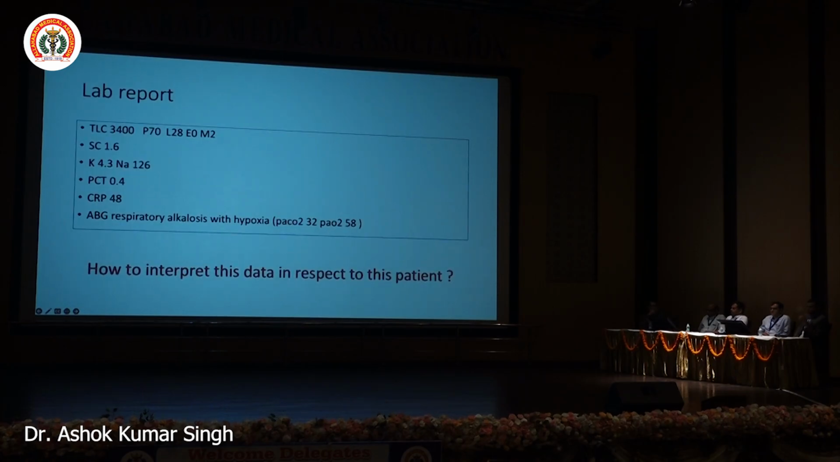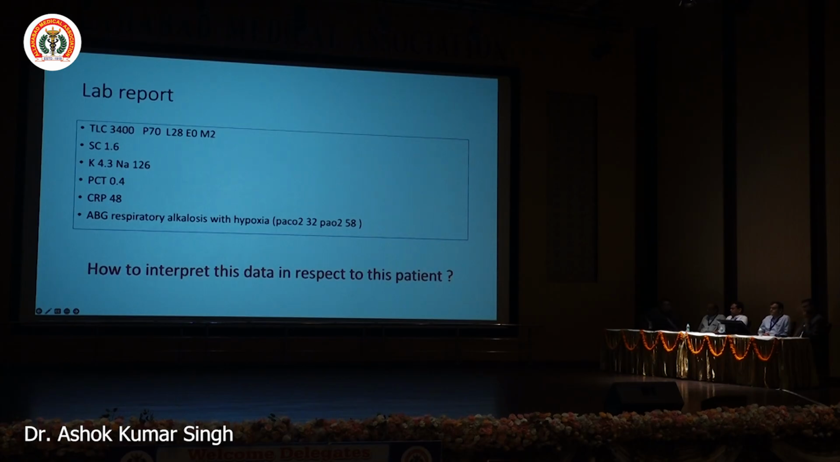So these are the lab reports. The TLC was 3,400. Again, the count was not very high. And you see the creatinine again 1.6. There is a little bit of hyponatremia, PCT 0.4, CRP 48. ABG revealed respiratory alkalosis with hypoxia. The patient is hyperventilating. The positive findings are hyponatremia, normal PCT, and a little bit of hypoxia.